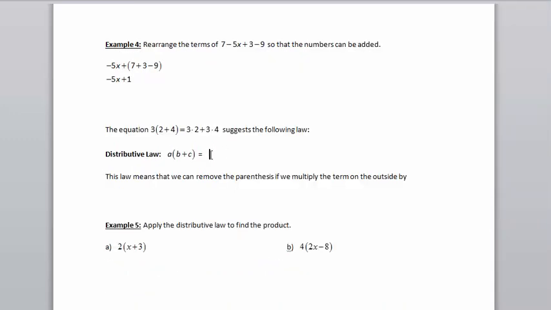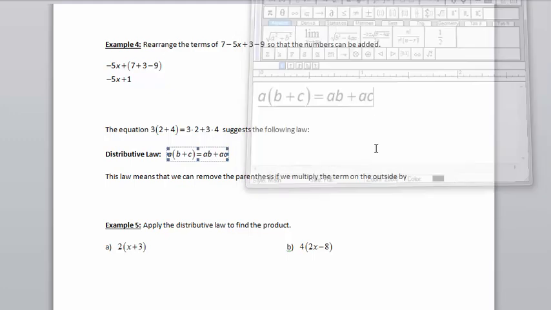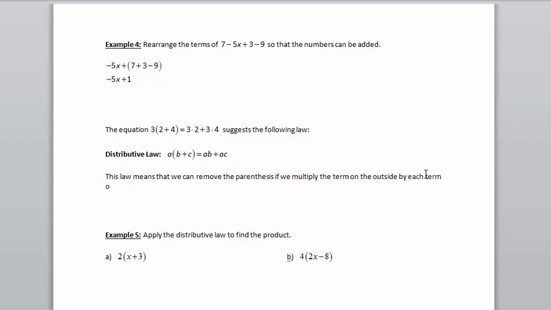The next law is the distributive law, and the distributive law states that if you have a product across a sum, you can multiply the product into both parts of the sum. So A times the quantity B plus C is A times B plus A times C. This law means that we can remove parentheses if we multiply the outside term by each term on the inside.